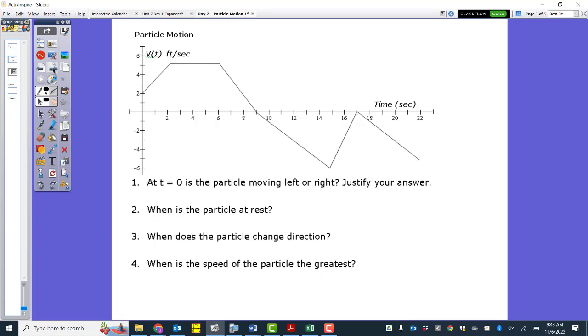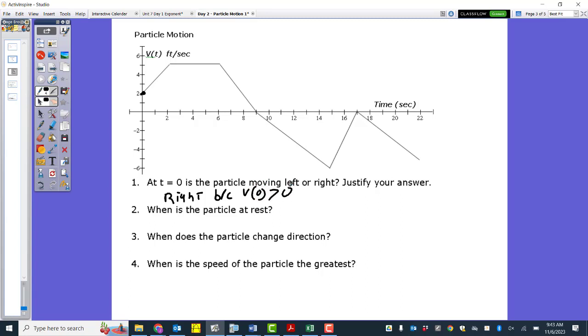First one, at t equals 0, is the particle moving left or right? Well, at 0, the velocity is positive 2, which means the velocity is 2 in the positive direction. So it is moving to the right because v of 0 is positive.